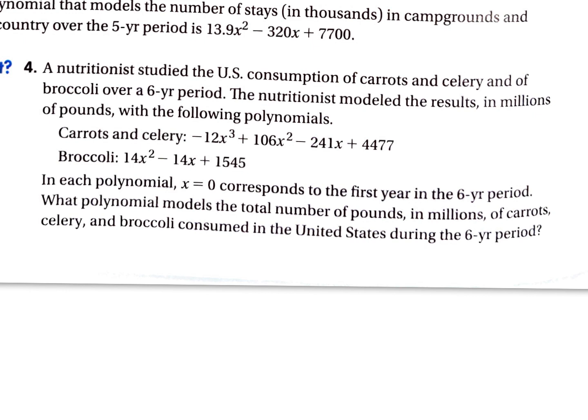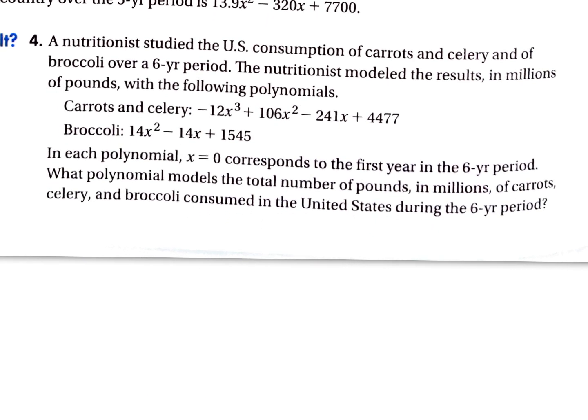So you can see the polynomials for carrots and celery, and then a separate one for broccoli. X equals 0 is for the first year in their 6-year period. What polynomial models the total number of pounds in millions of carrots, celery, and broccoli consumed in the United States during the 6-year period?